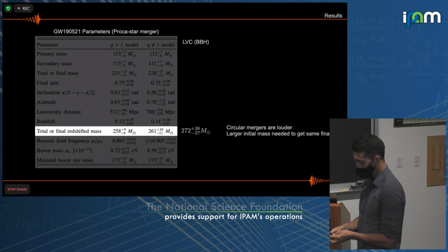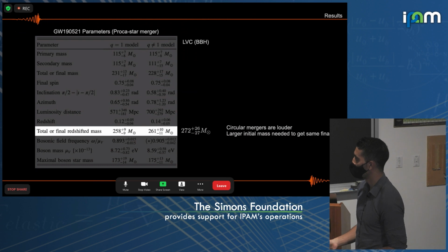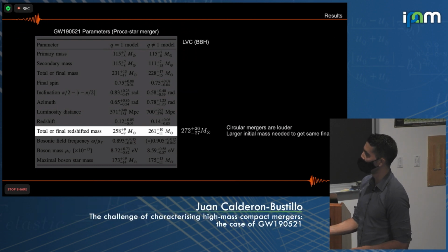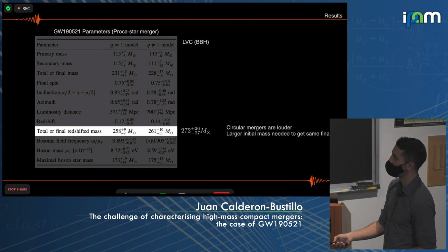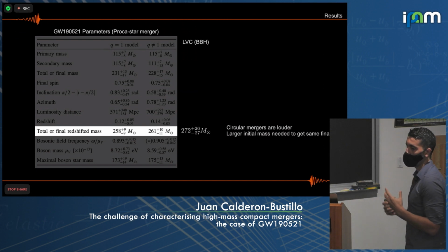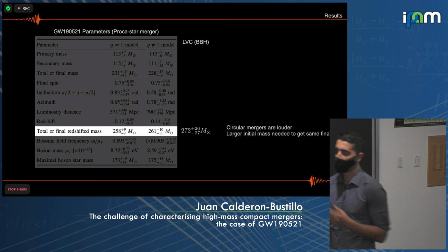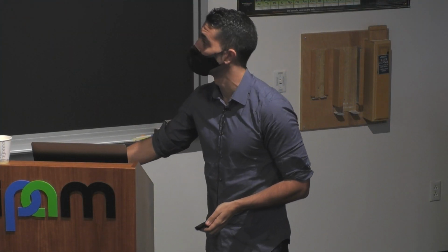So first of all, the total redshifted mass we get is a bit smaller than you get for binary black holes. So this is the result from LIGO and Virgo. This is what we get. And this second column, don't pay attention to it. This is like an exploratory run. And this mass is smaller because head-on collisions are weaker than circular mergers. So you need to emit less gravitational waves to achieve the final black hole mass.